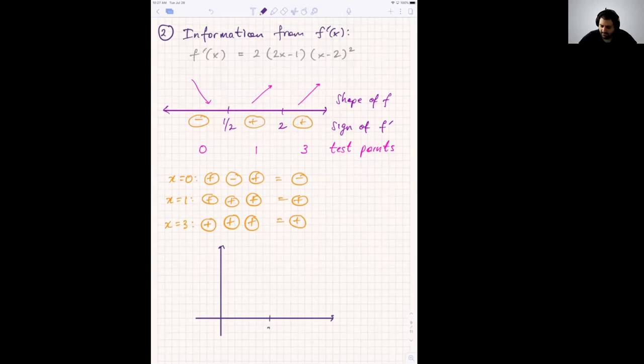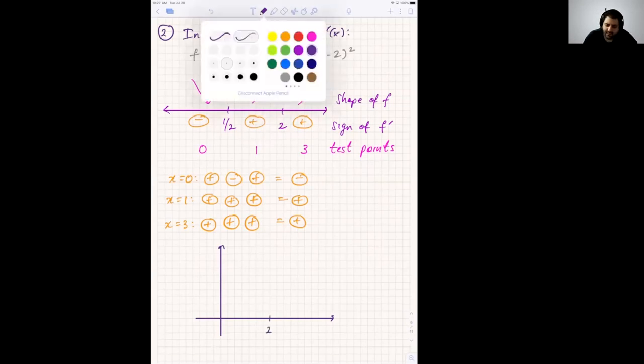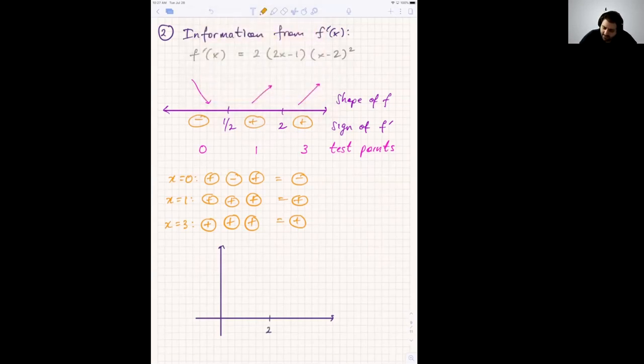So let's see. At the point wherever 2 is, let's say I have a horizontal tangent line. And the function is supposed to be increasing both before 2 and after 2. But I do have a horizontal tangent line at 2. So it looks something like this. So we get what's called a saddle point.